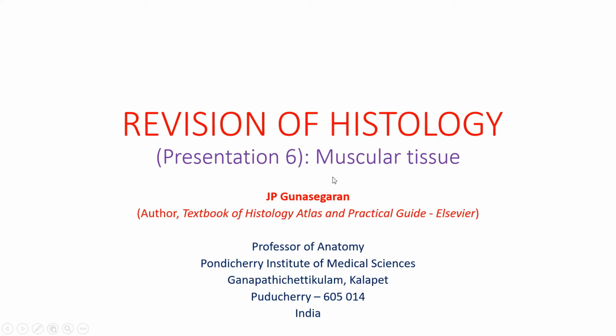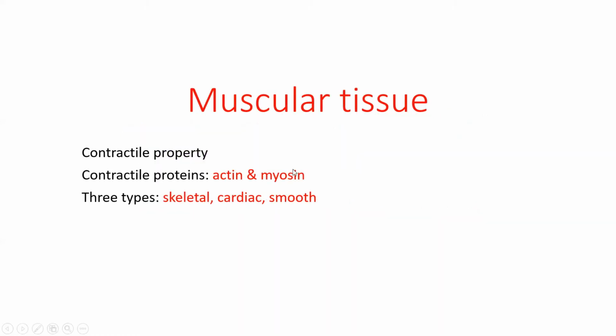This presentation deals with muscular tissue. Muscular tissue is one of the basic tissues of the body. It has the property of contractility. The contractile proteins present in it are mainly actin and myosin. There are 3 types of muscles, namely skeletal, cardiac and smooth.